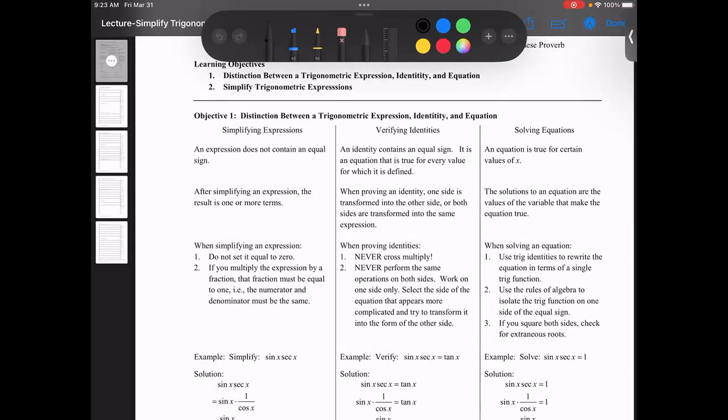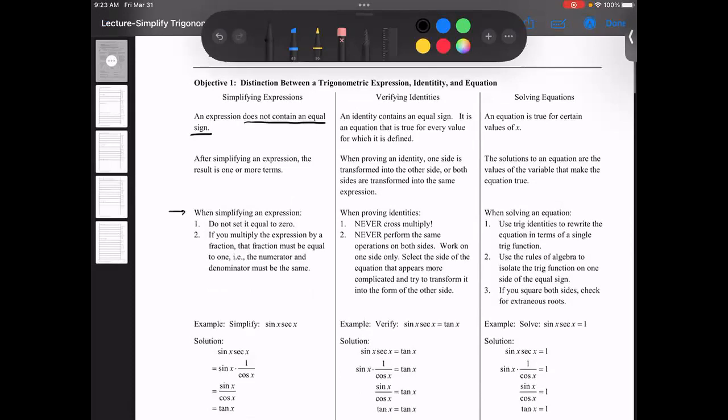An expression does not contain the equal sign, right? There's only one side. When you simplify an expression, do not set it equal to 0. Whatever you're given, that's what it is. If you can simplify, go ahead and simplify. If not, leave it as is. Do not try to solve. It's not an equation.